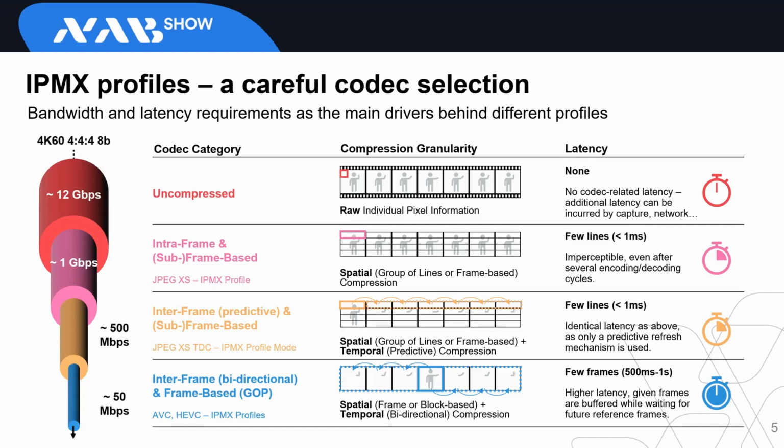So that's why within IPMX, there was a careful selection process of codec that took place, where several criteria were looked at. Of course, you can send the data in an uncompressed fashion. That's the most straightforward way of doing so. You take one pixel in, you send it over the network, and then you receive it on the other side. All of the information is self-contained in a single pixel. And in that situation, you don't add any latency, except network latency and processing latency, but no latency related to compression.